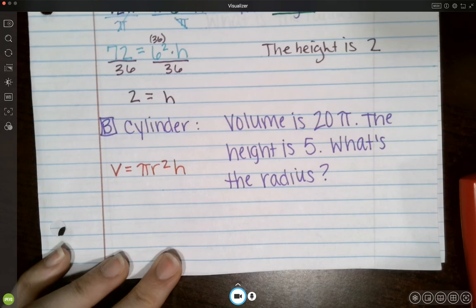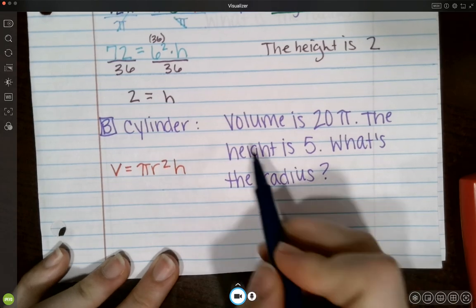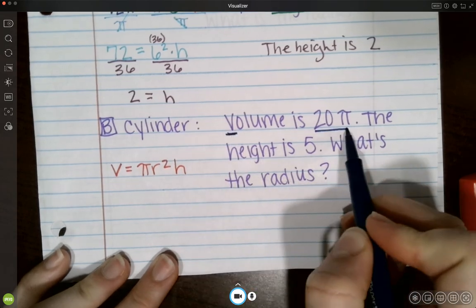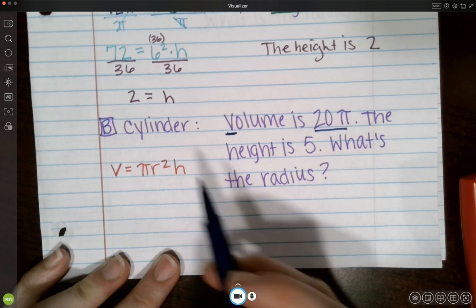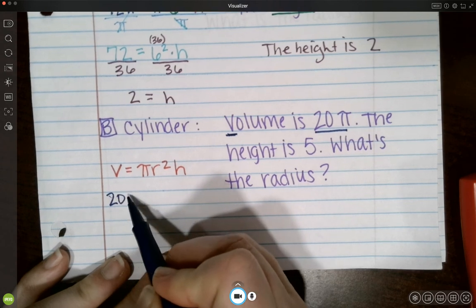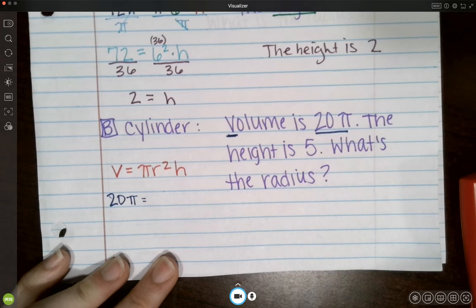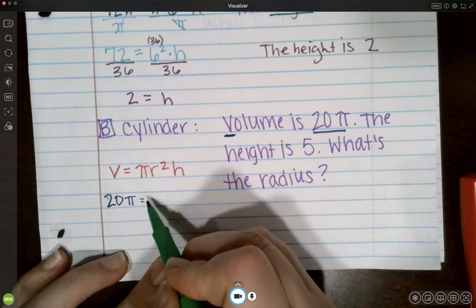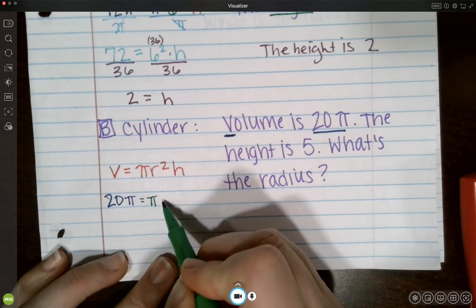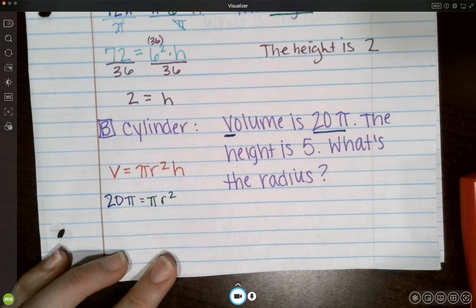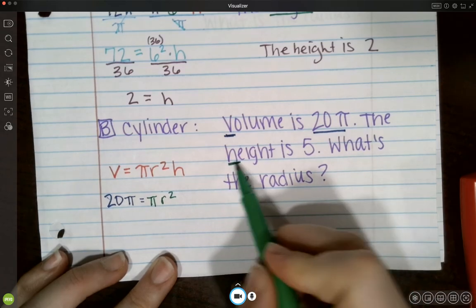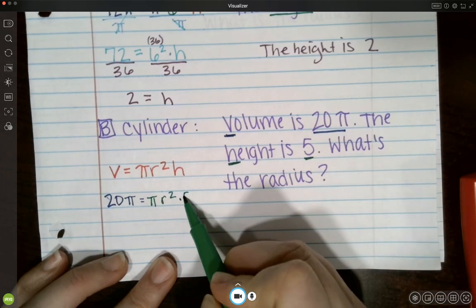Now I'm going to fill in the pieces and parts. Volume is 20 pi, so we're going to take out the V and put in 20 pi. We're going to keep our pi. We're going to keep our radius squared. And then we're going to take out our height and put in the number 5.